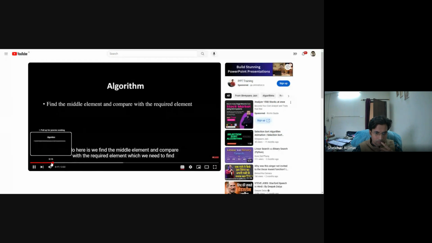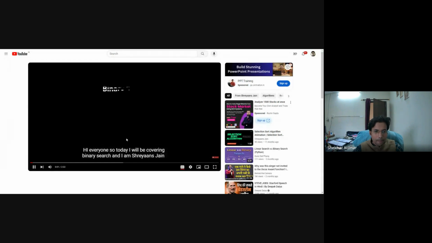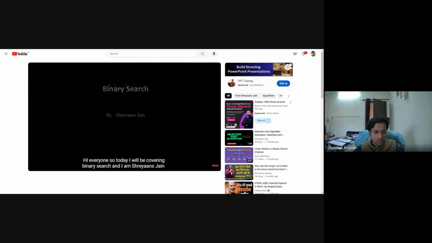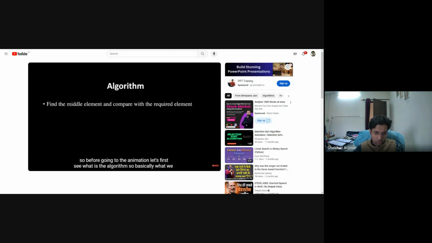With the required element given. So today I will be covering binary search. Before going to the animation, let's first see what the algorithm is. Basically, we find the middle element and compare it with the required element which we need to find. If the middle is equal to the required element, we have found the element. But if the middle is less than the required element, we know the required element will be in the right half because the array is sorted.